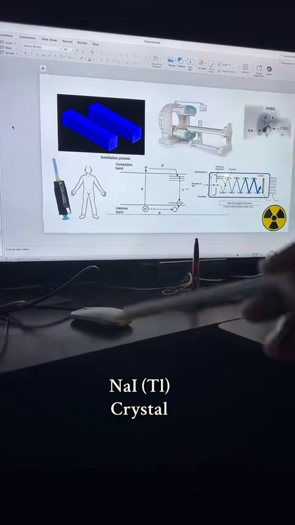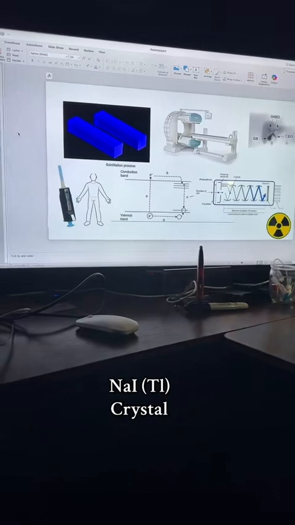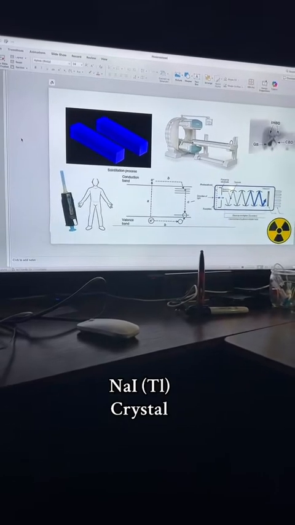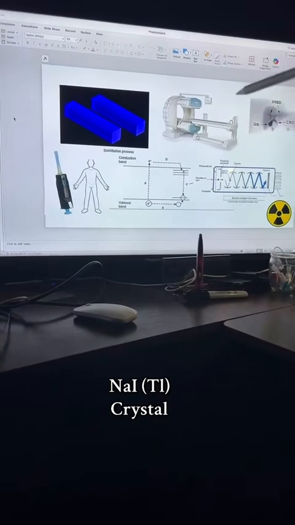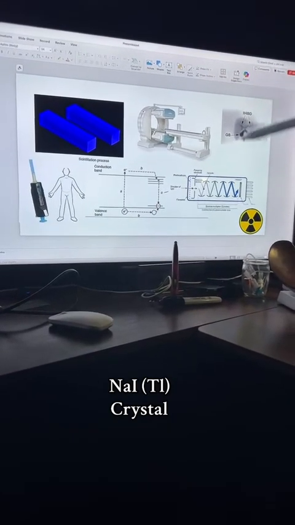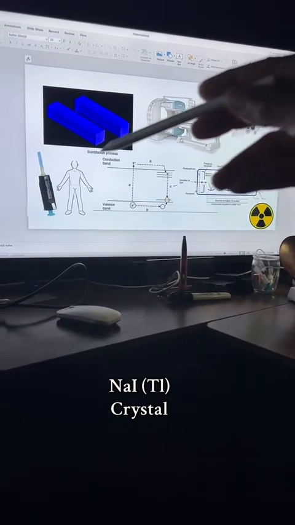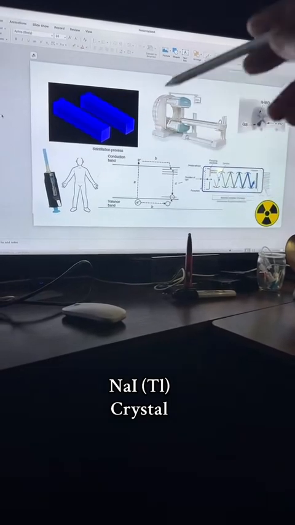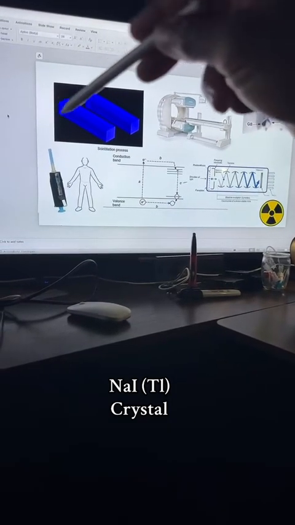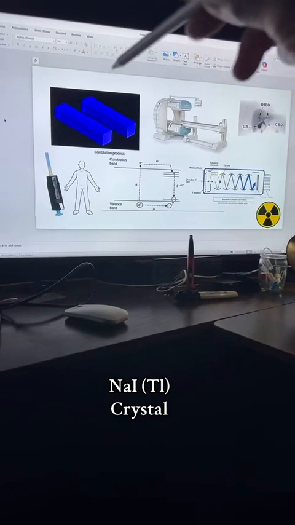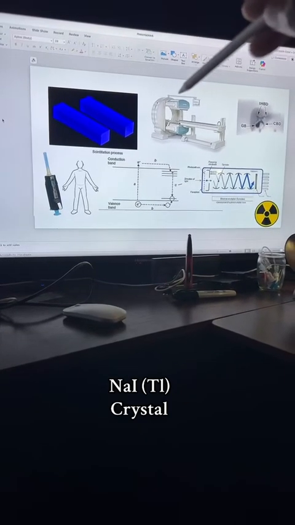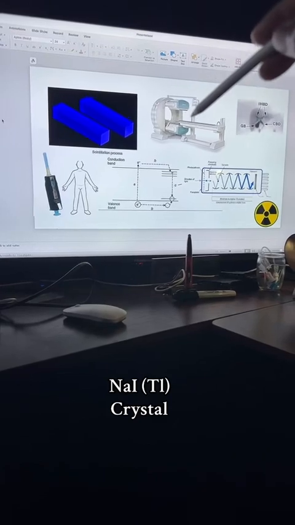So long story short, you have your dose, and I'll show other videos of how that dose is actually created. But it's injected into a patient. That patient lays on the camera. Once the patient lays on the camera, they're emitting the radioactive isotope. In that camera, you have what are called sodium iodide crystals doped with thallium. These are small, elongated crystals, but the true crystals in that camera would be huge, rectangular crystals.